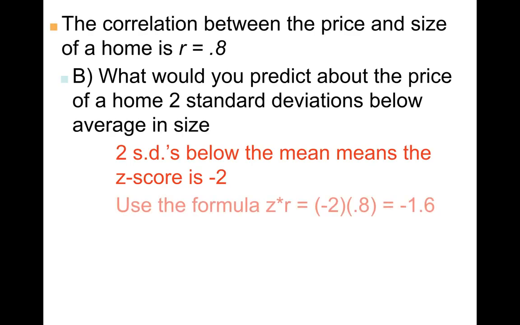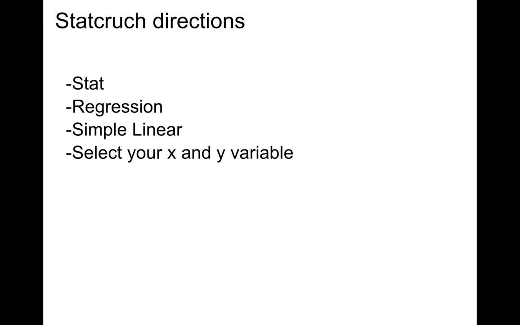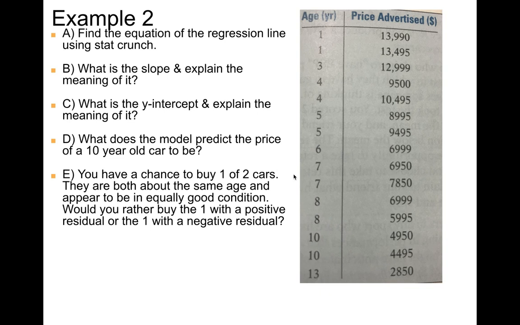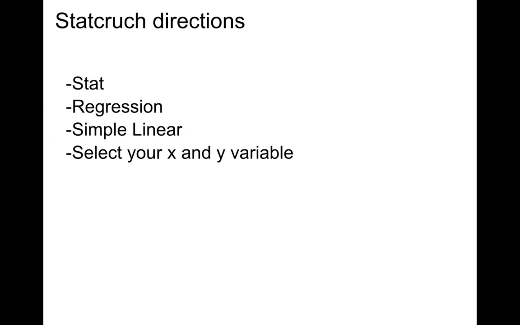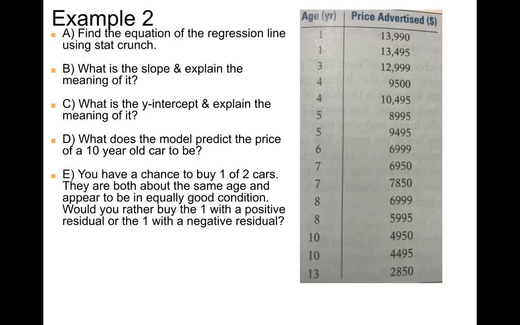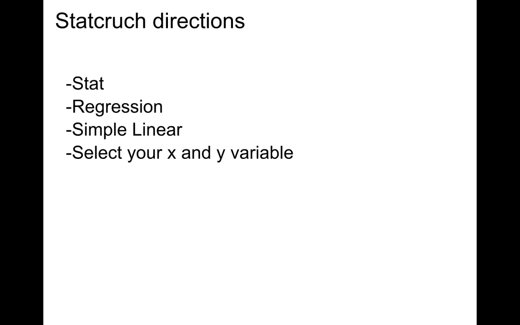Now, in terms of our regression line, we talked about what a regression line is and what it's used for, but we haven't actually talked about how to figure out the regression line, and we're going to use StatCrunch like we always do. These are the directions about how you do so. We go to Stat, Regression, Simple Linear, and then you select your x and your y variable. So to show you how it works, we'll do this example.